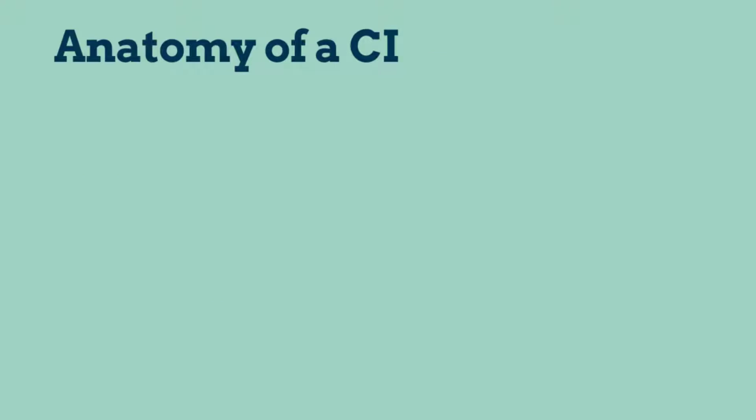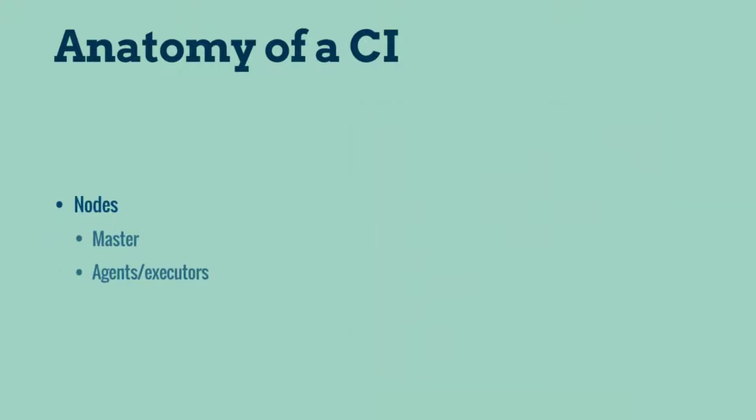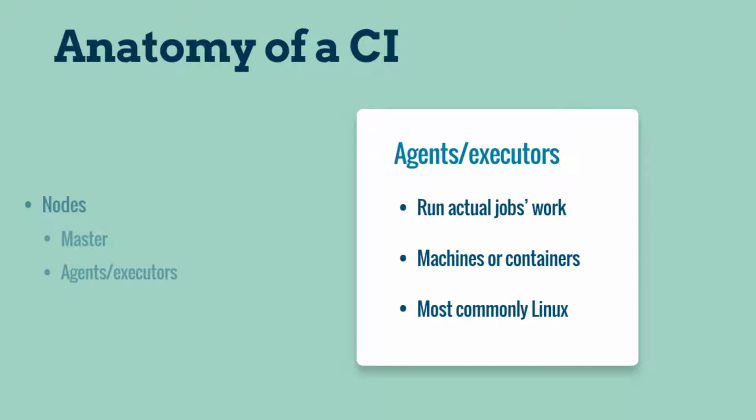Now, we talked about the CI services, but how does a CI actually look when you're working with it? The CI is generally made up of nodes. There's a master node, and there are executors or agents. The master node is simply the node that orchestrates the jobs, where the jobs are scheduled, and it decides you do that, you do that, you do that. It's basically the manager. And then there are agents and executors, which are the actual nodes that are generally a bit more grunty, that have the task of running stuff.